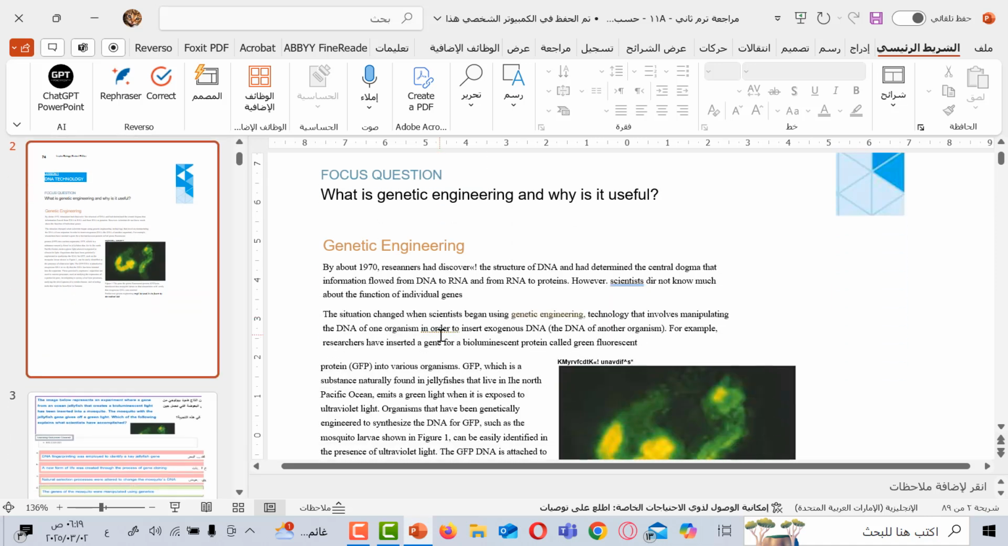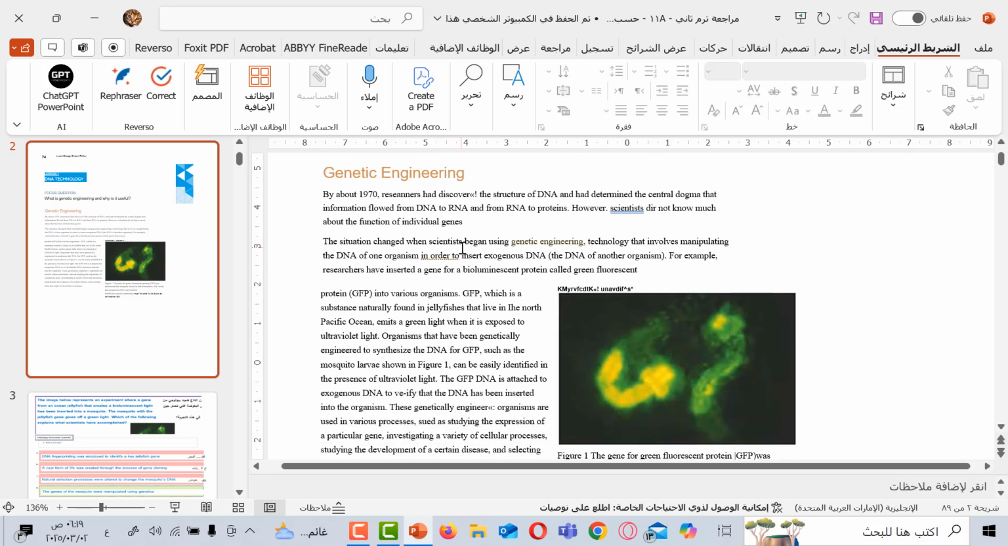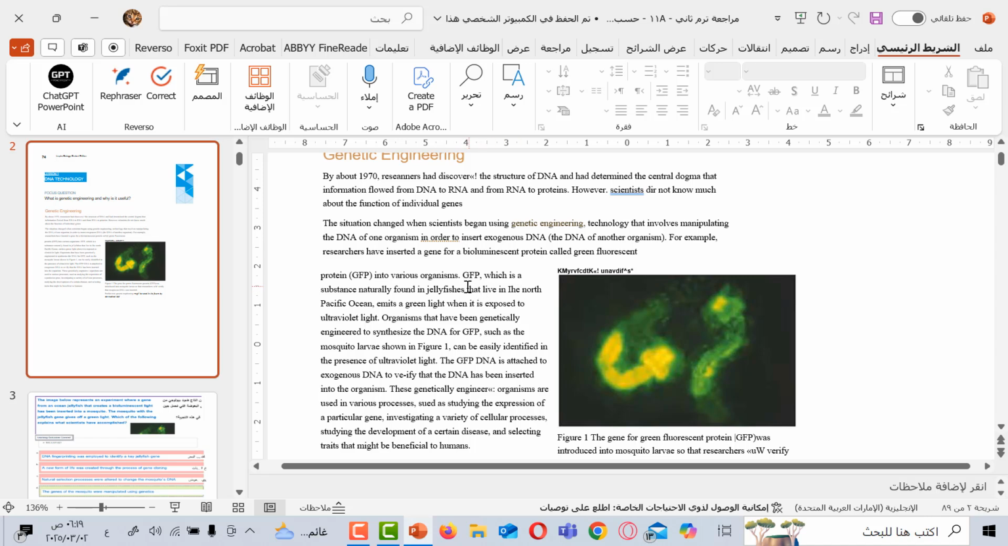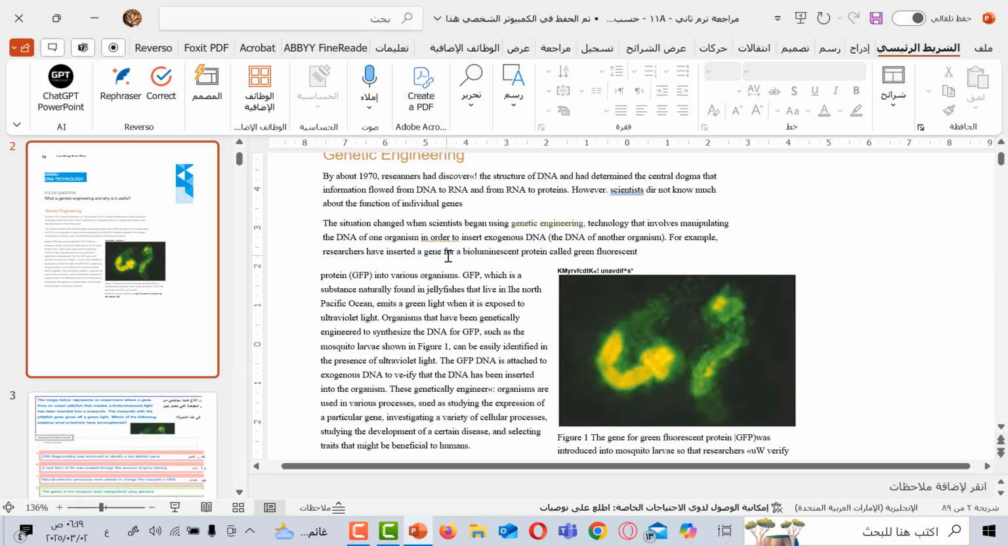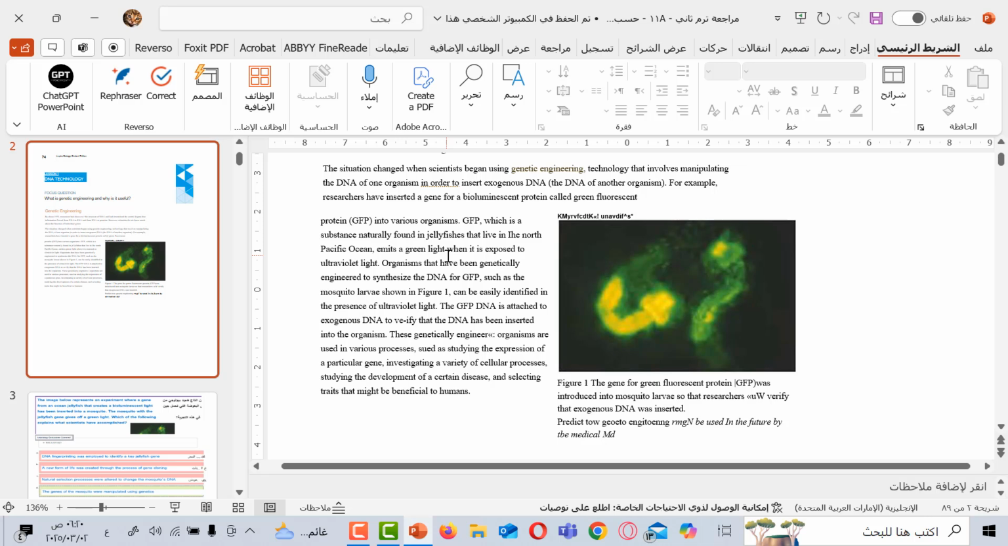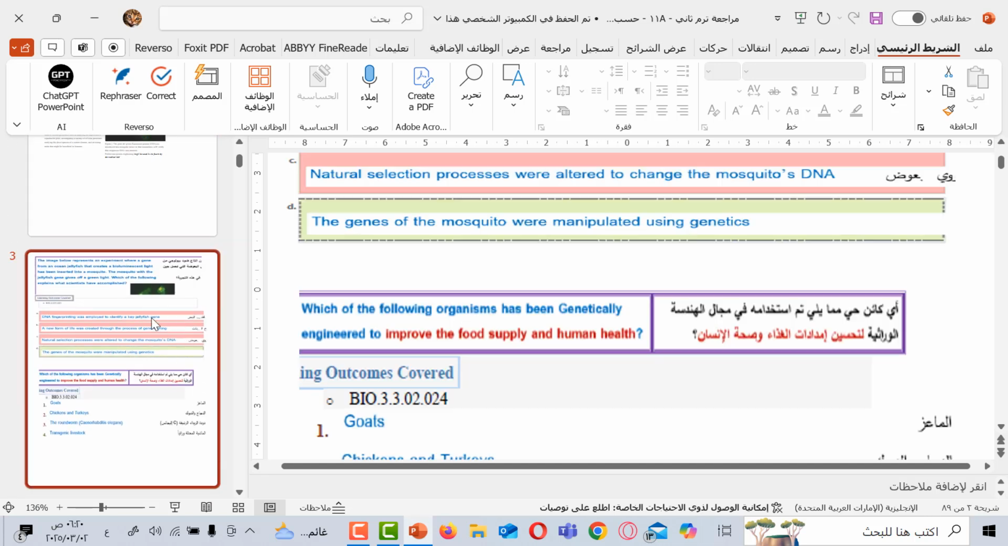On page 74 we will find genetic engineering, what the meaning of genetic engineering is, and the GFP, and what it is used for. This is the main point of the pages. The main point is this page and this figure. Be careful about it. If we're going to see some questions from last tests, we found one like that.